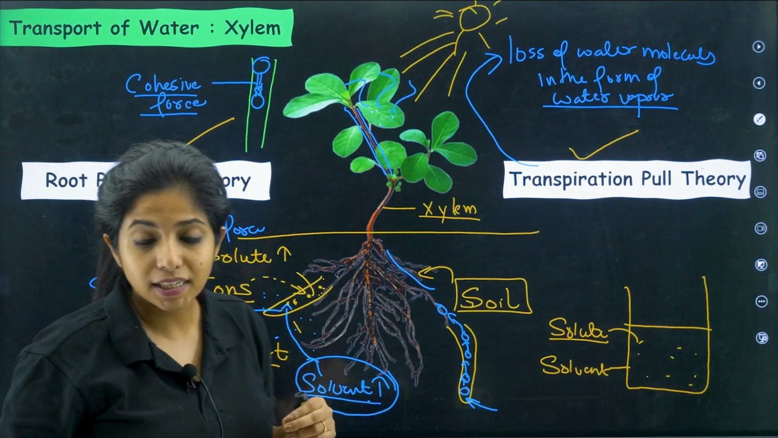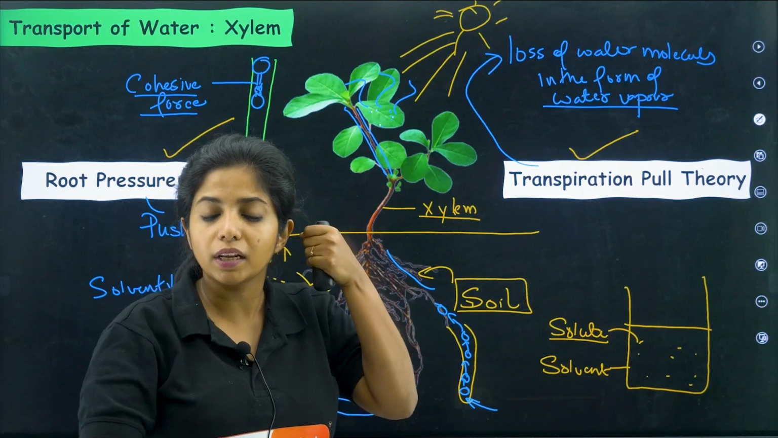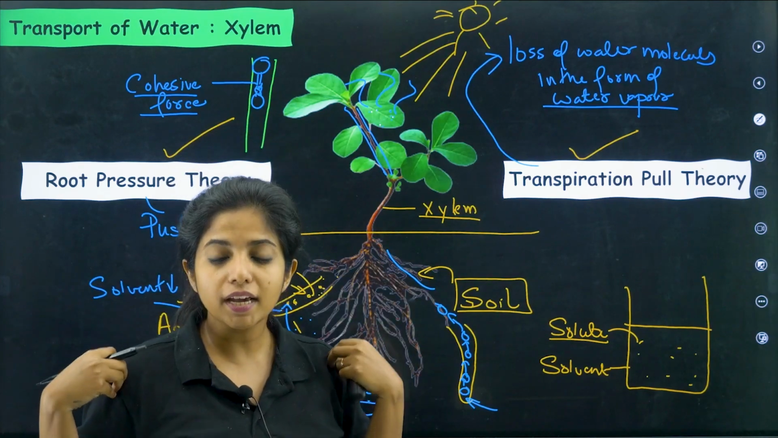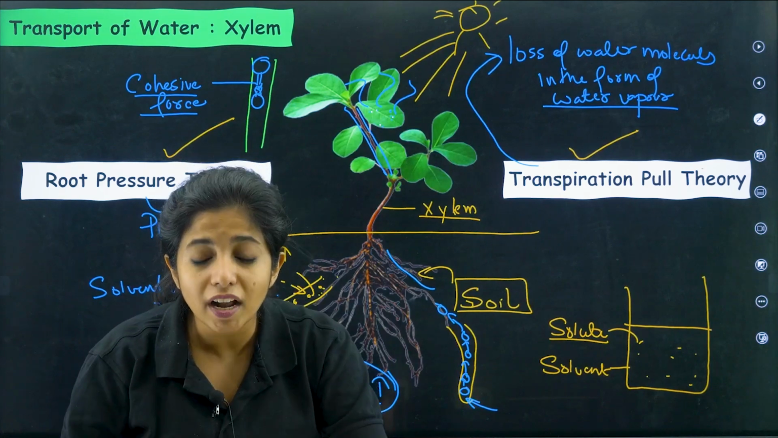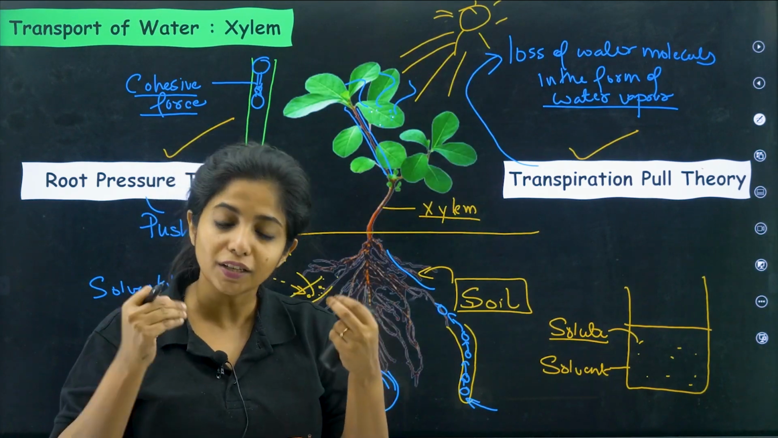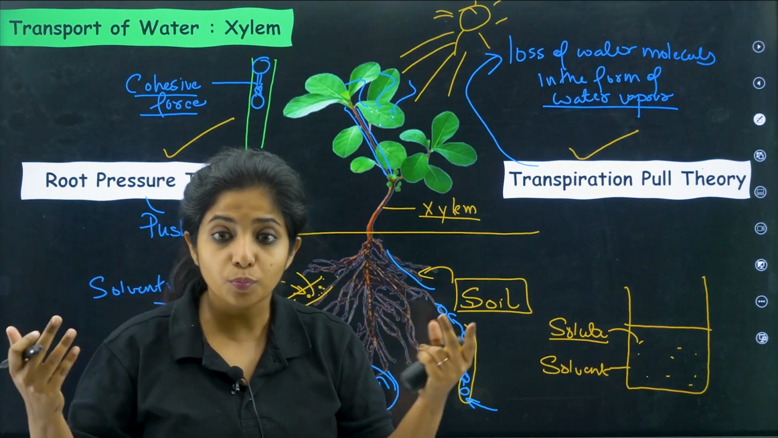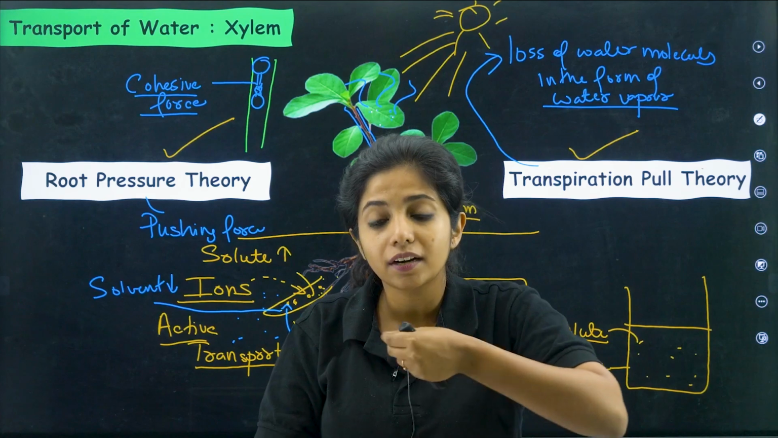You call it cohesive force. So basically, if one guy is pulled up, another guy is automatically going to get pulled up. So if one guy is going in the form of water vapor, another guy will be pulled up. And this is known as transpirational pull. Because of transpiration, a pull is being created, and this is known as transpirational pull, which basically helps in the transport of water upwards.